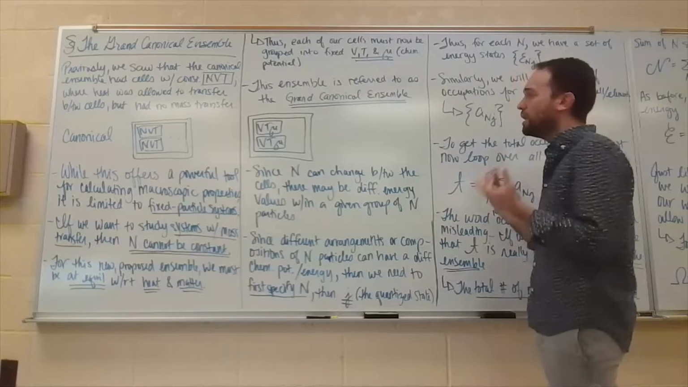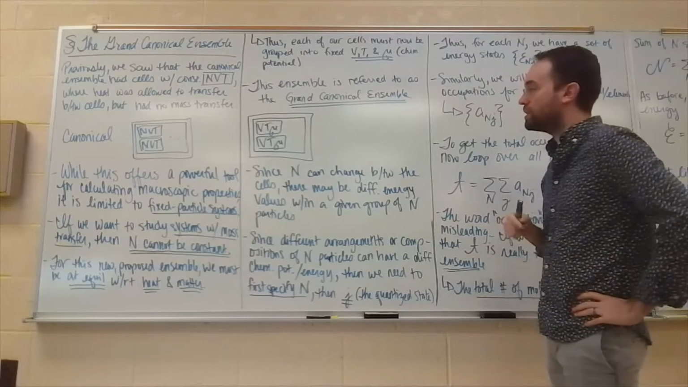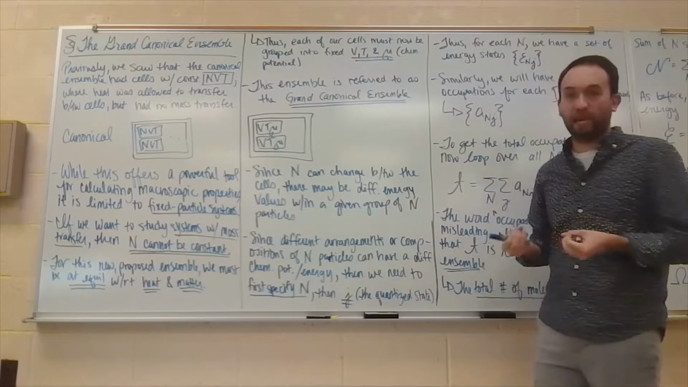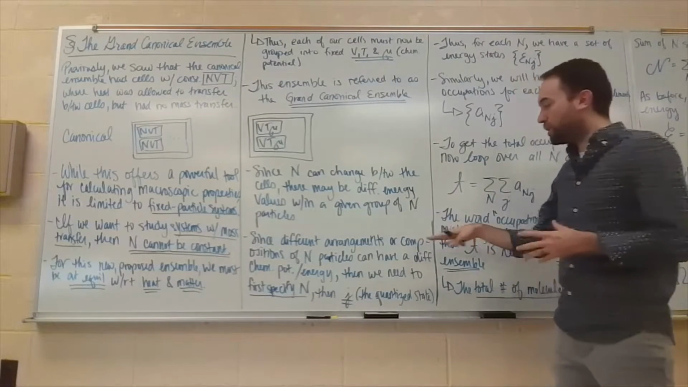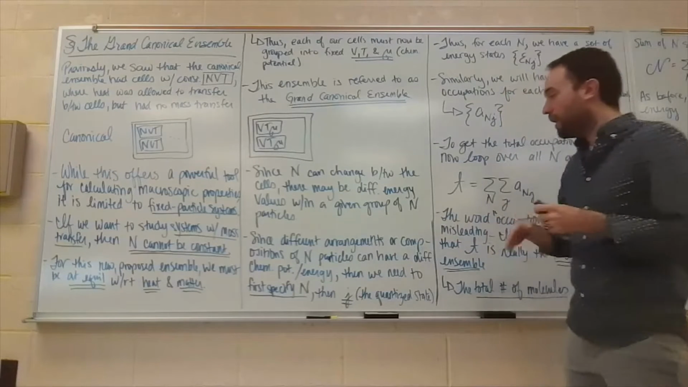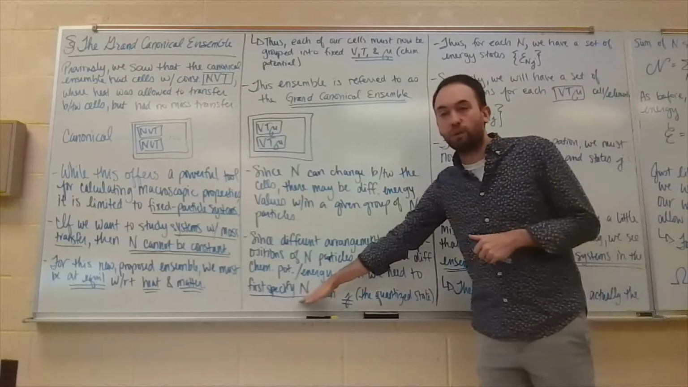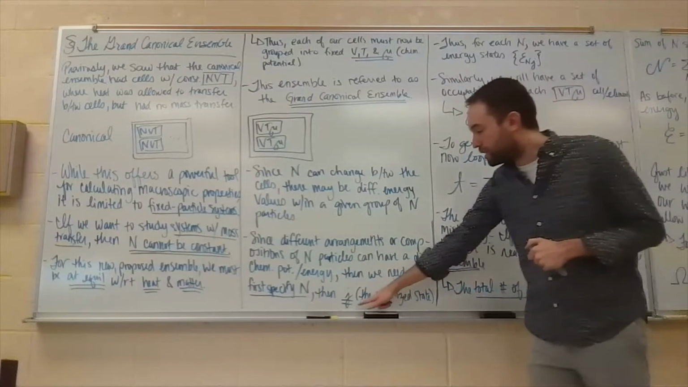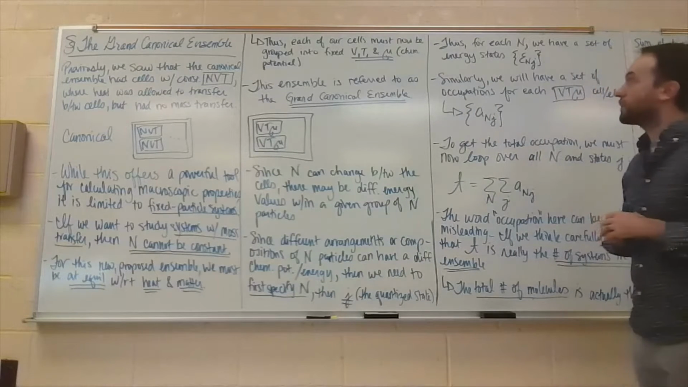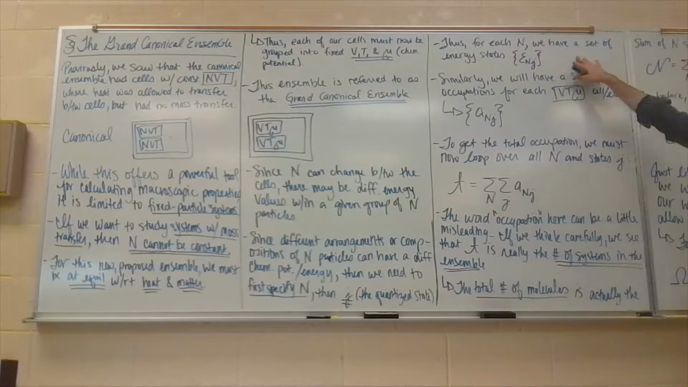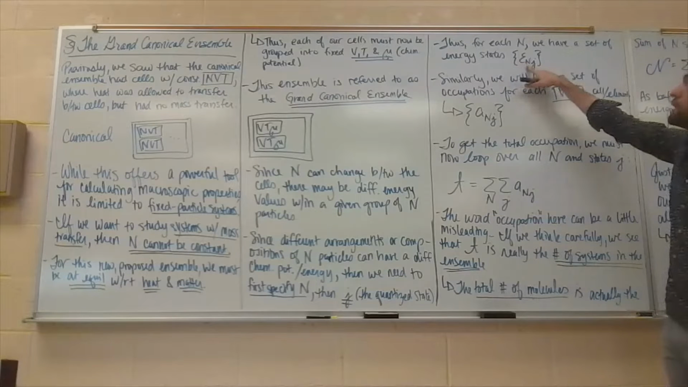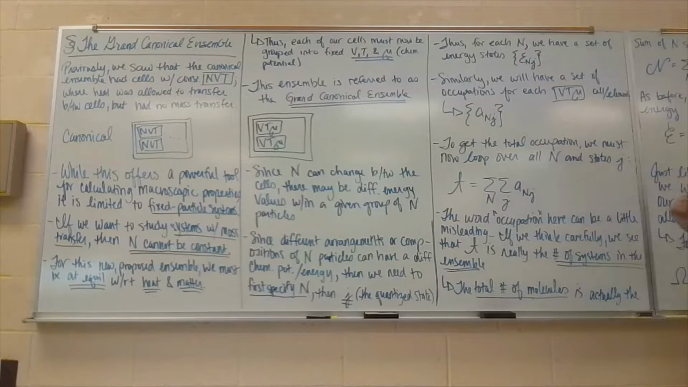volume. Since N can change between the cells, there may be many different energy values within a given group of N particles. Since different arrangements or compositions of N particles can have a different chemical potential or energy, then we need to first specify our number of particles. Then we need to specify J, which is the quantized energy state that we are in. Thus, for each N, we're going to have a specific set of energy states for energy in terms of N and the state that we're looking at.